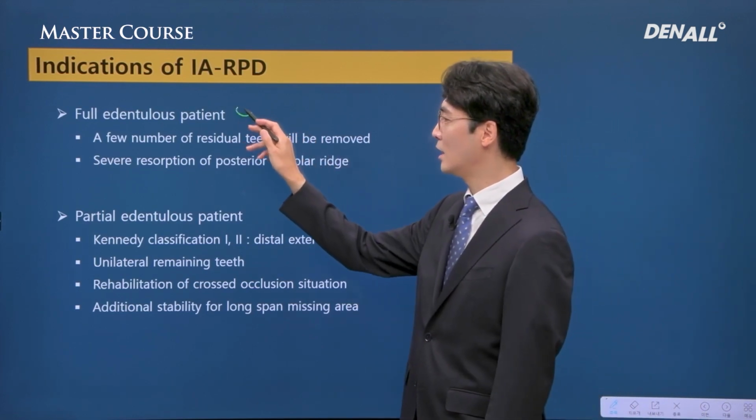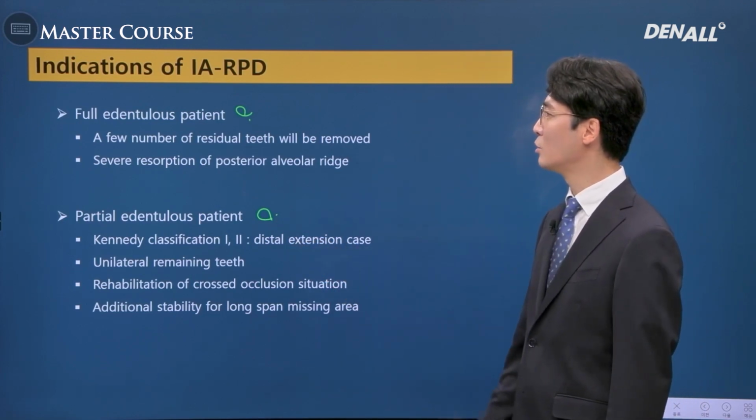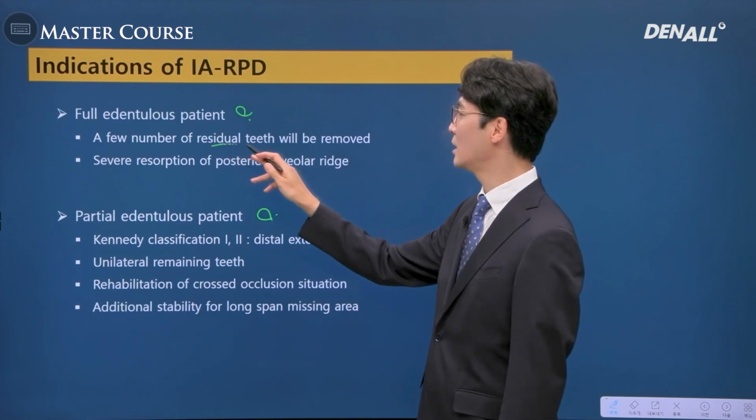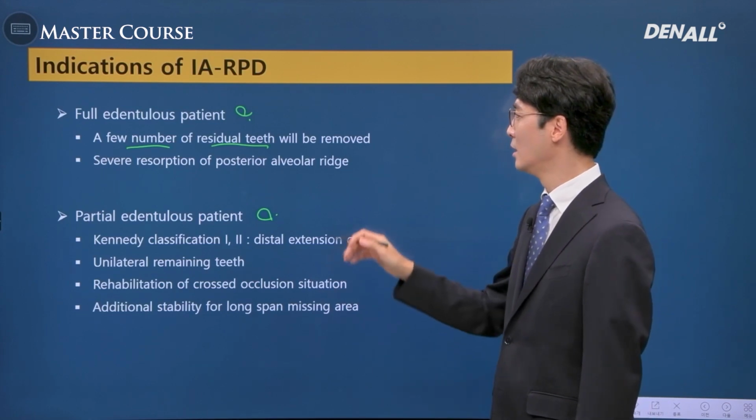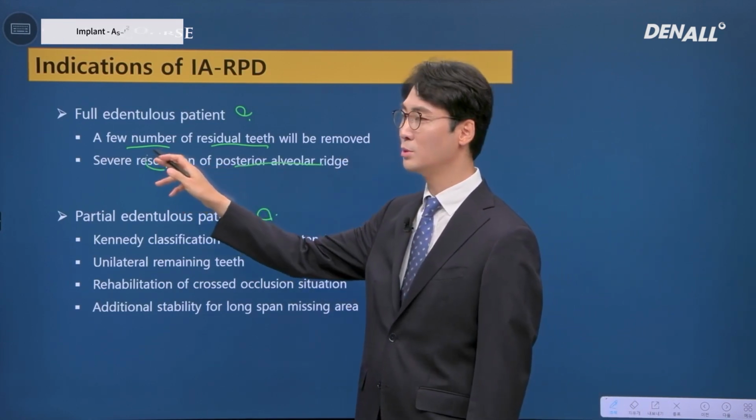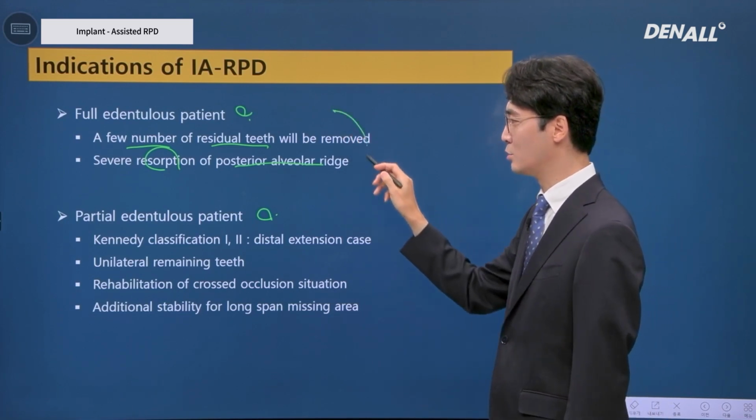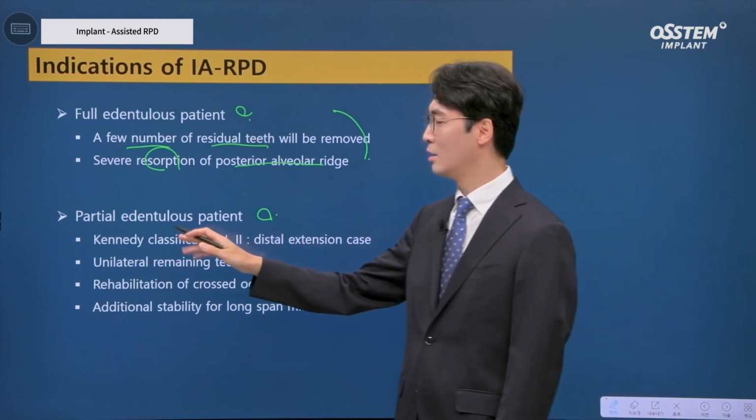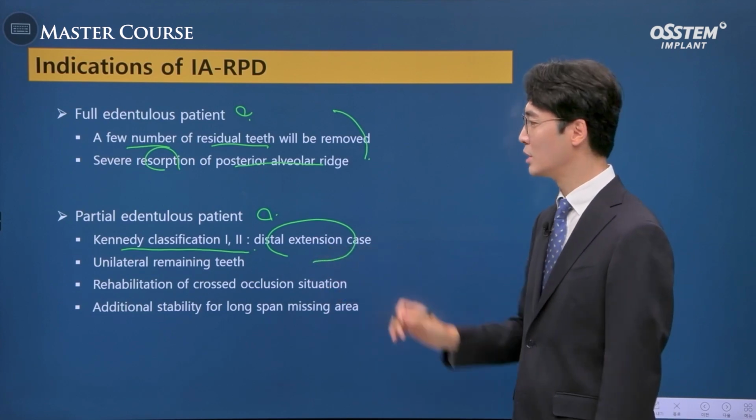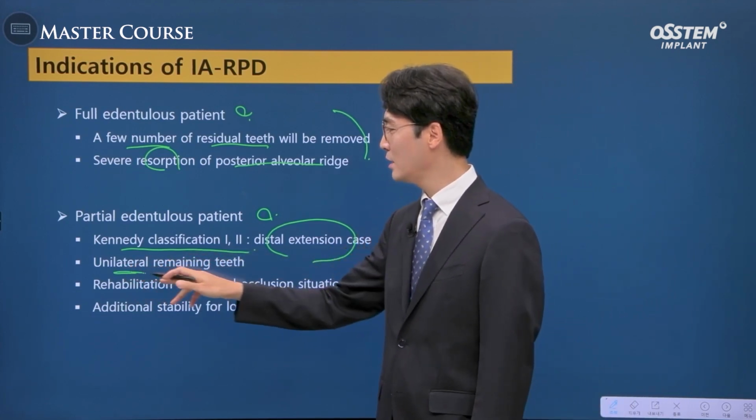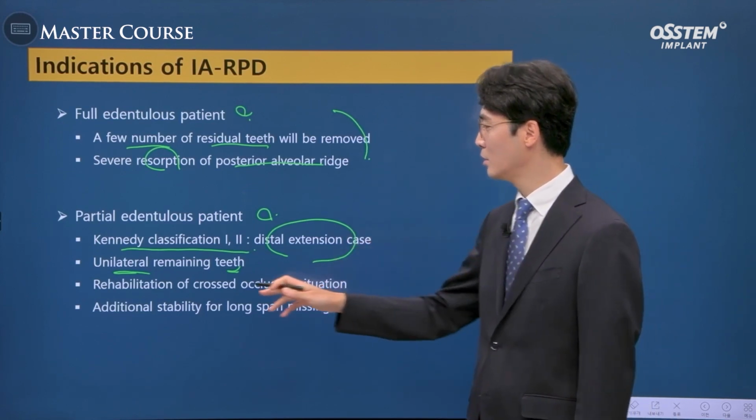IARPD can be applied to various indications such as fully edentulous case or partial edentulous case. In fully edentulous case, it's either patient with few residual teeth which require extraction or patients with severely resorbed posterior alveolar ridge. In this case, the alveolar ridge would only remain in the anterior area. In a partial edentulous case, it would be Kennedy class 1 or 2 with a distal extension, or it can be patients with unilateral remaining teeth, which requires unilateral RPD.